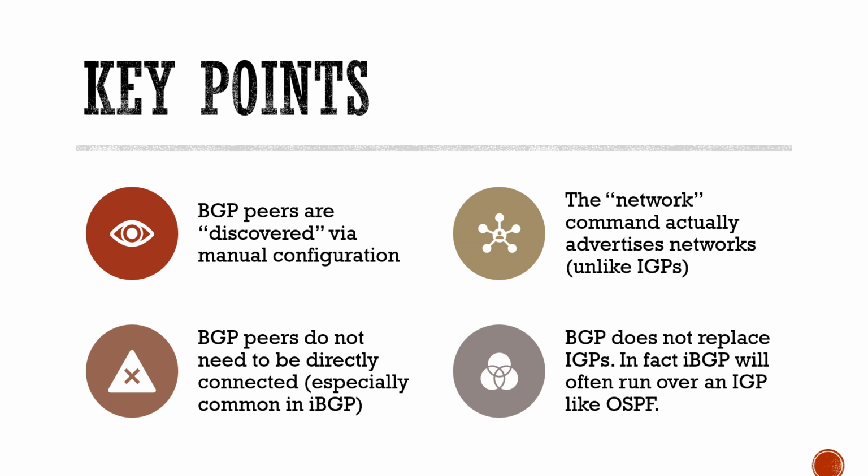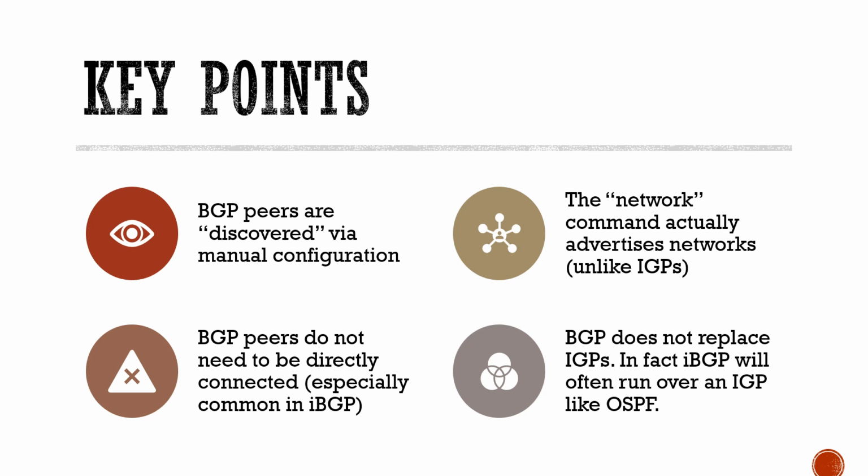Now the next one is often one that people find pretty confusing because it seems kind of counterintuitive if you've always just been studying IGPs like OSPF and EIGRP, and that is that BGP peers, i.e. BGP neighbours, do not need to be directly connected, and this is especially common within IBGP, so just remember that, okay?